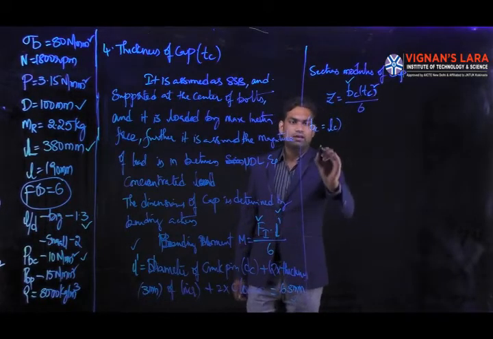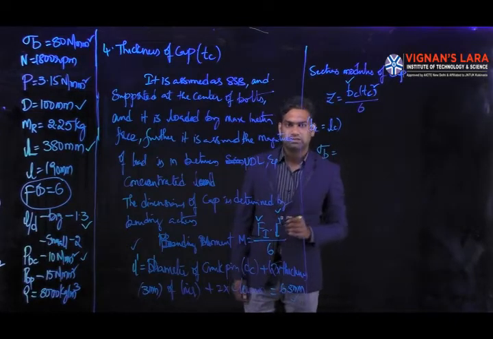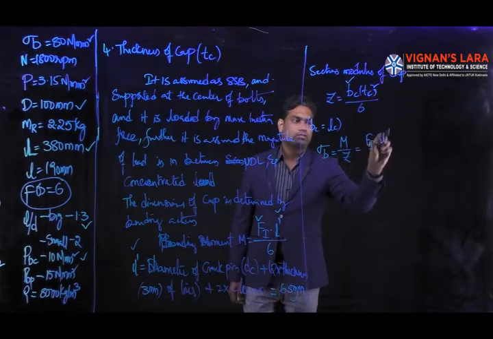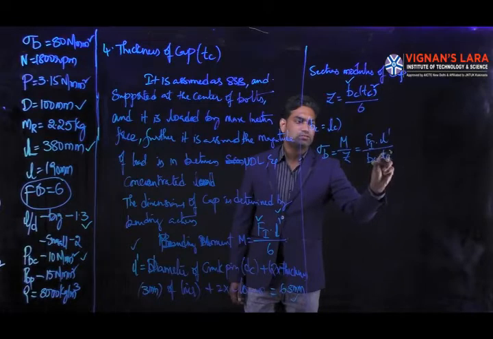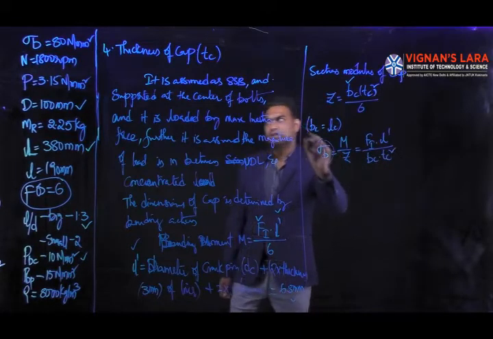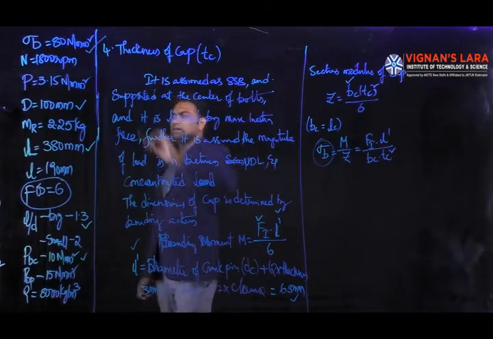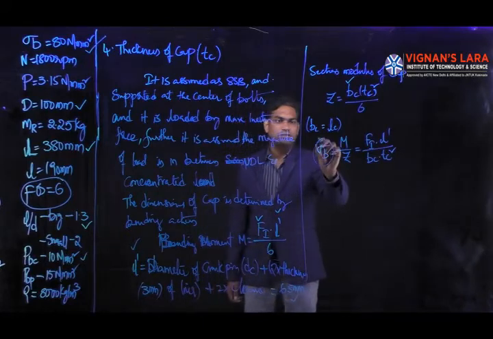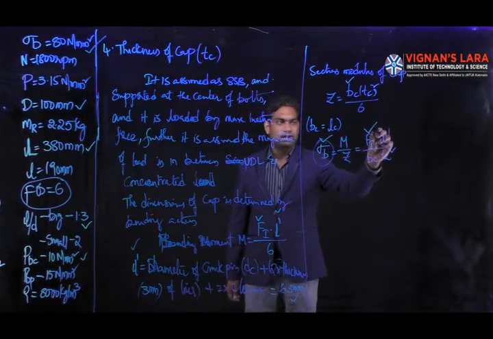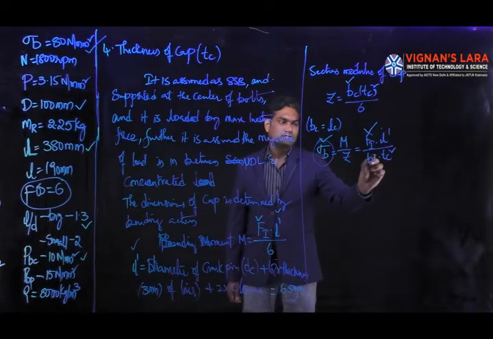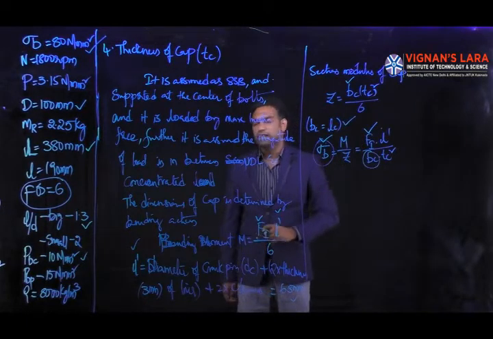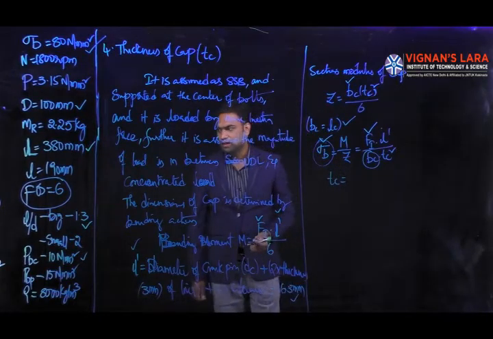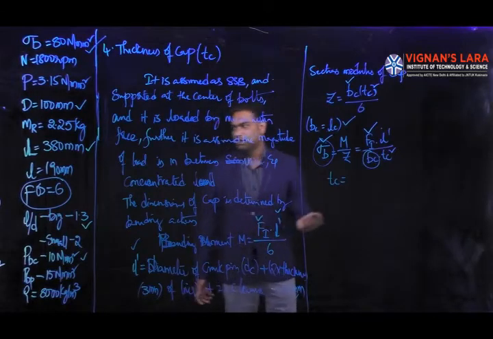So by using the bending stress, sigma B equal to M by Z, that is Fi into L dash by BC into TC square. So sigma B, that is the permissible bending stress for cap material, is given in the given data, 18 Newton per mm square. You can substitute the value of sigma B in this equation, and Fi is known, and L dash is also calculated here, and BC is taken equal to LC, that is 58 mm. So from that you can calculate the thickness of cap. So TC, you can substitute all the values, and the thickness of cap is around 12 mm.